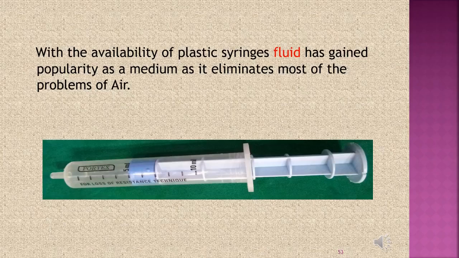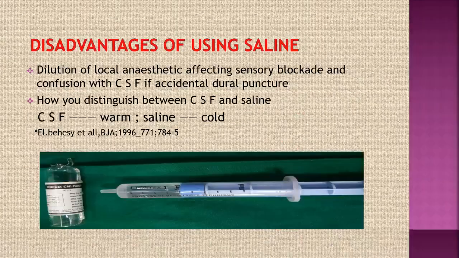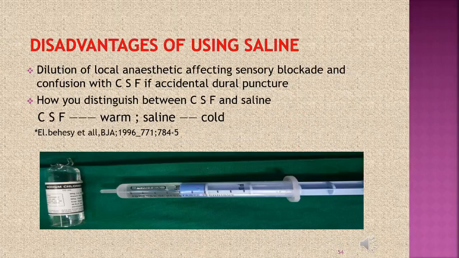With the availability of plastic syringes, fluid has gained popularity as a medium as it eliminates most of the problems of air. What are the disadvantages of using saline? There is always dilution of local anesthetic affecting sensory blockade, and confusion with CSF if accidental dural puncture occurs. So how to distinguish between CSF and saline?